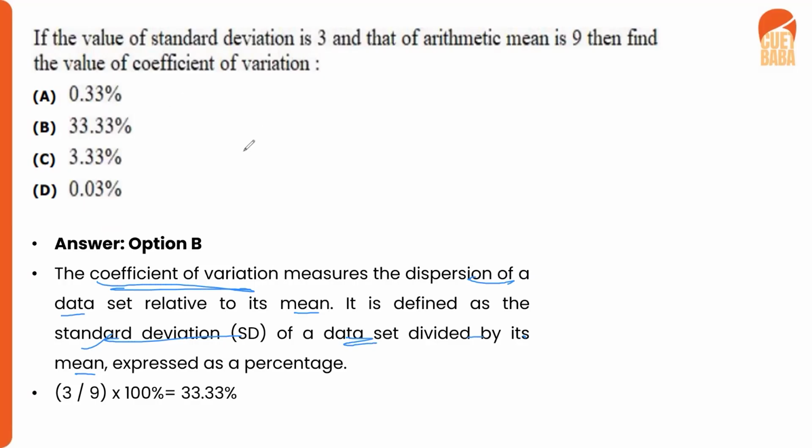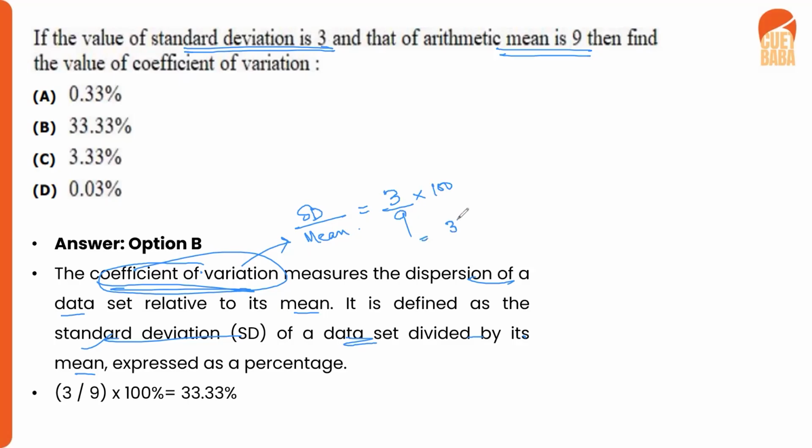So how do we find the coefficient of variation? In order to find that, we have standard deviation by mean. In this formula, it's very directly given. We have the standard deviation as well as the mean for it. So when we just place it, that is standard deviation is given as 3 and arithmetic mean is given as 9, into 100, we get 33.33%. So option B is the correct answer.